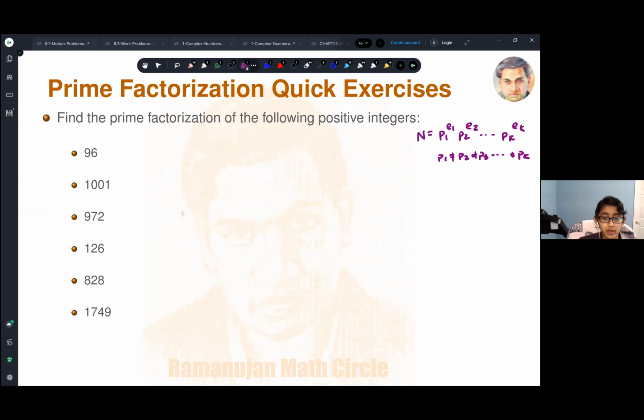Remember, according to the fundamental theorem of arithmetic, there's one unique way of prime factorizing every number. So we'll all end up with the same answer if we're correct. So just take your time, do the problems, and we'll come back and discuss.